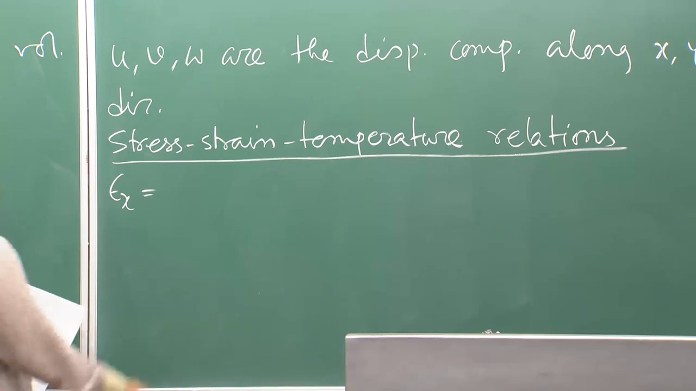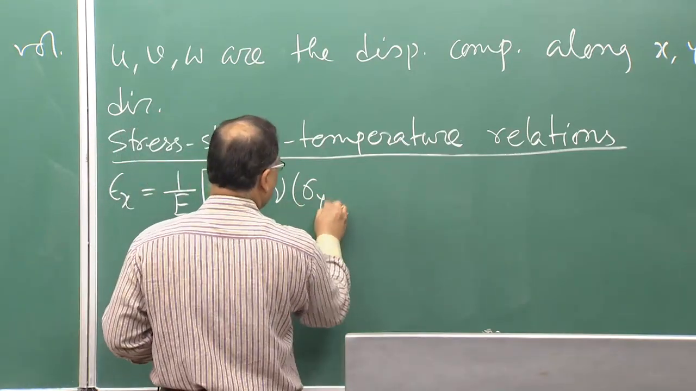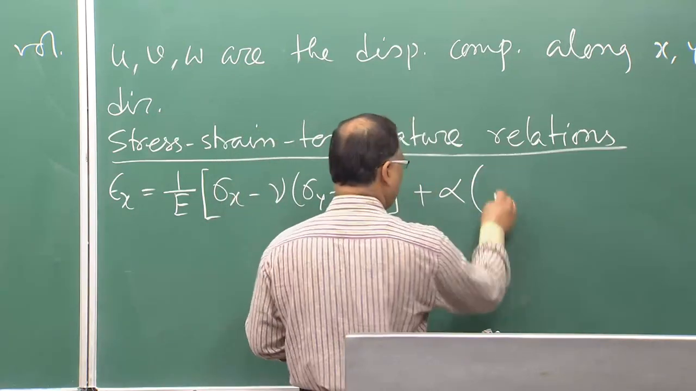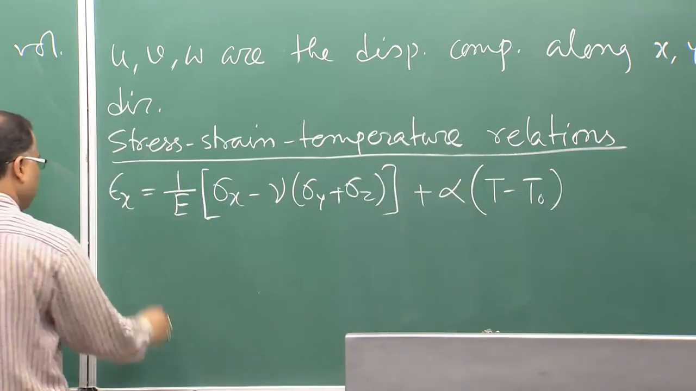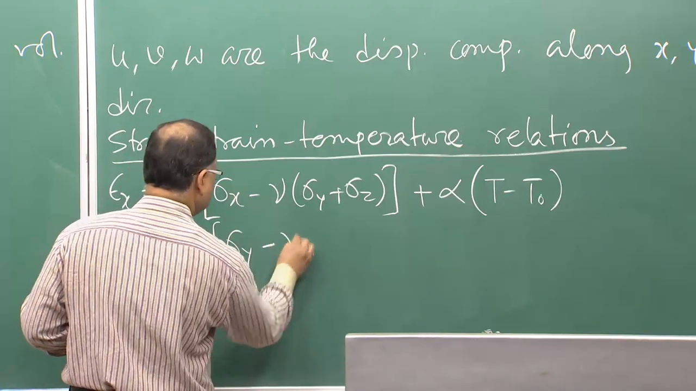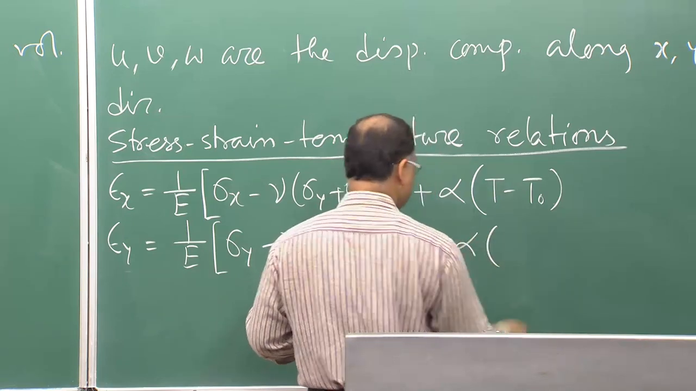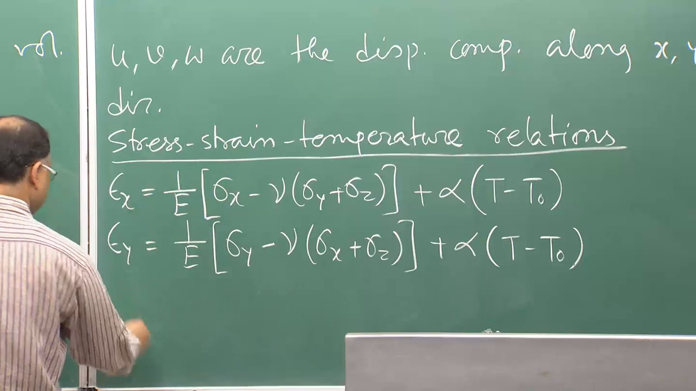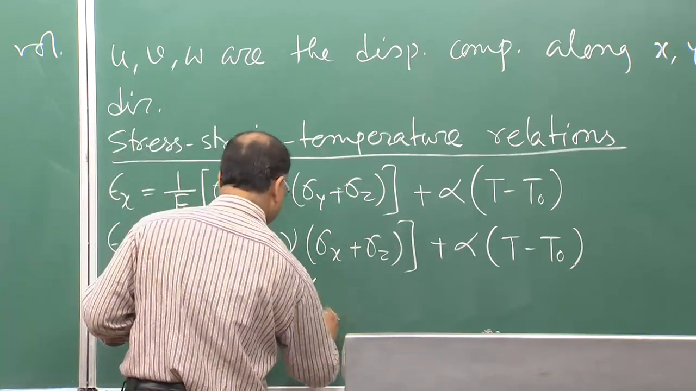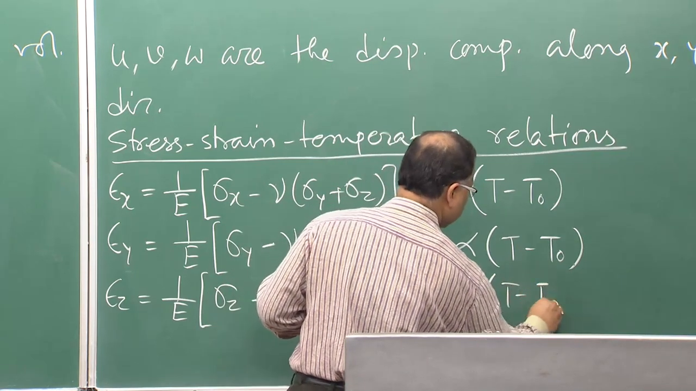where epsilon x can be written as, as we discussed in the previous class, 1 by E into sigma x minus nu into sigma y plus sigma z, plus alpha, the coefficient of thermal expansion, into T minus T naught, that is the difference in temperature. Okay. Similarly, epsilon y is equal to 1 by E sigma y minus nu, where nu is the Poisson ratio, into sigma x plus sigma z, plus alpha into T minus T naught. Okay. Similarly, epsilon z is equal to 1 by E sigma z minus nu into sigma x plus sigma y, plus alpha into T minus T naught.